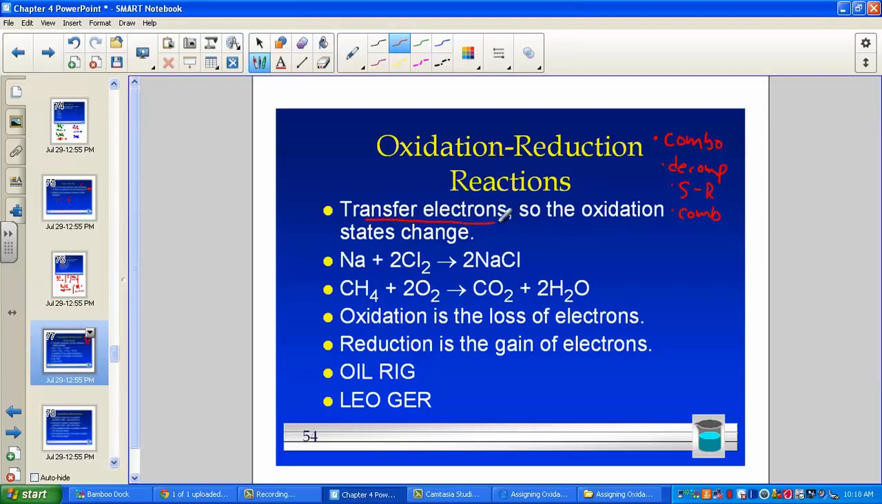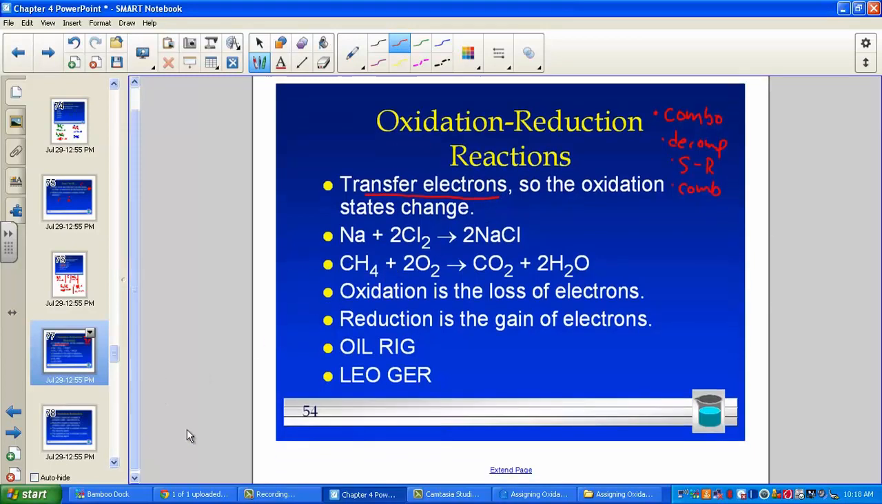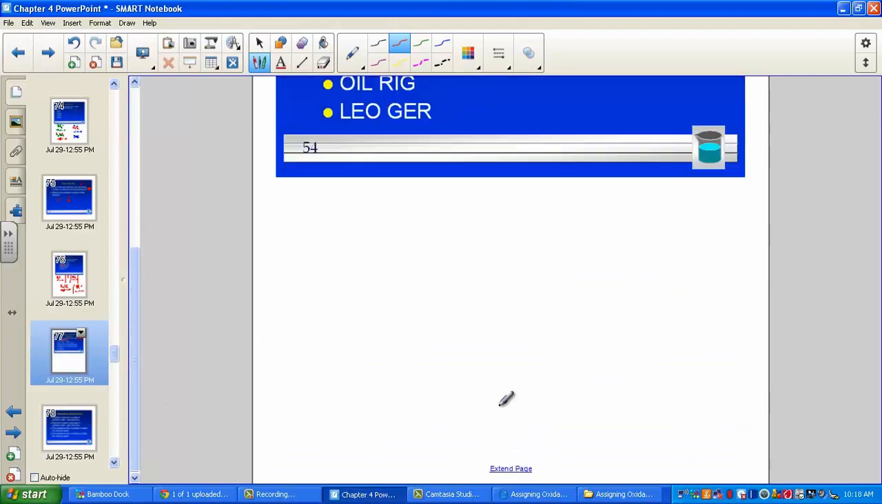When reactants form products, we'll see that there has been a change in their oxidation state as reactants go to product. Now let's take an example of a combination pattern first. So a familiar pattern of a combination. Suppose we have a metal, Na for sodium, in a solid state, reacting with the elemental form of chlorine, Cl2, a molecular element that in nature is in the gaseous form.